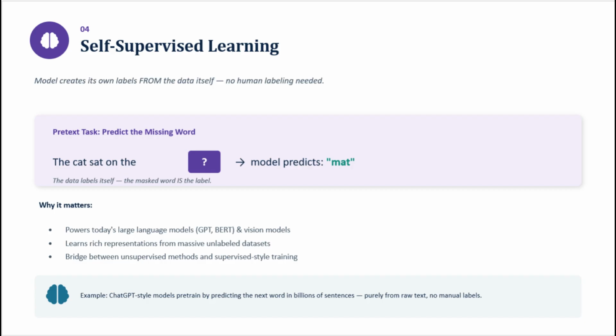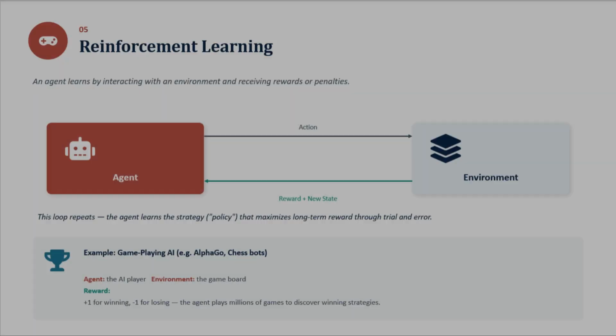By solving billions of these prediction tasks, language models gradually learn grammar, facts, reasoning, and even coding skills. This learning process is called pre-training, and it's the reason modern AI models are so powerful.